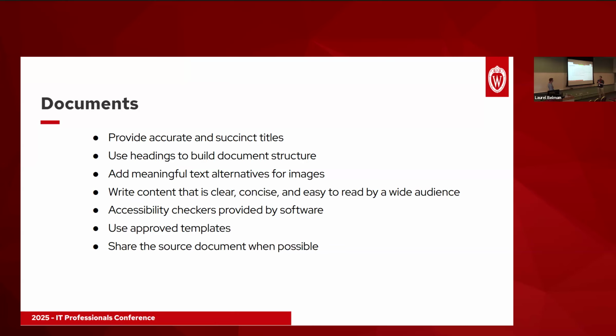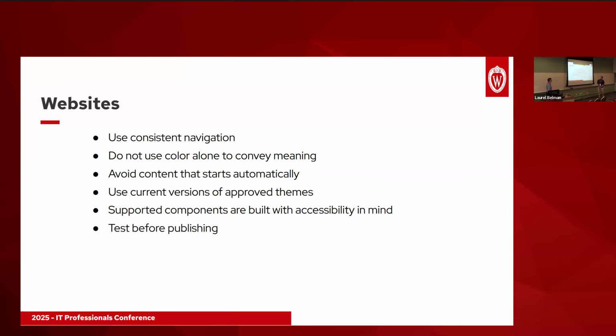If there are approved templates, we should consider using those because a lot of times that will maintain a lot of the document structure. Like PowerPoint can be really finicky as we start to add content to it and it will change the reading order. So having a template that already has a lot of that in place and sticking to it can help us a lot. And then sharing the source document when possible. PDF can be difficult for accessibility, even when a lot of the intention is there and we put a lot of work into it. So if we can just share the Word document or the PowerPoint, that can help folks a lot. I guess we go back to web.